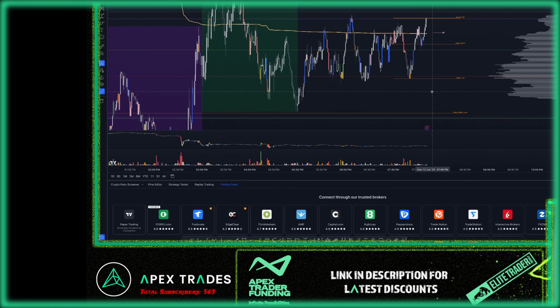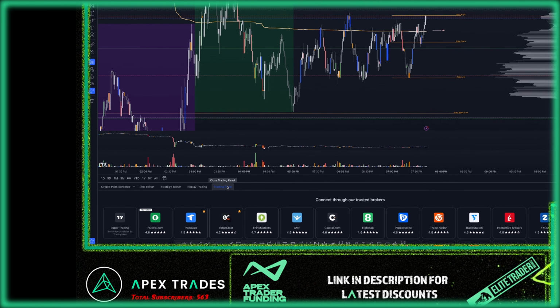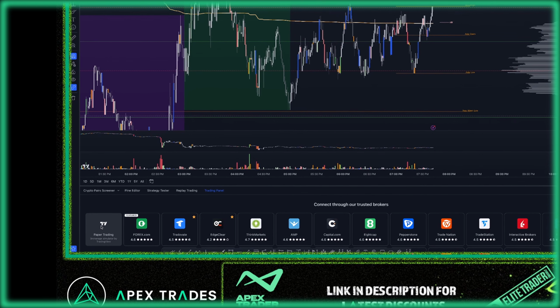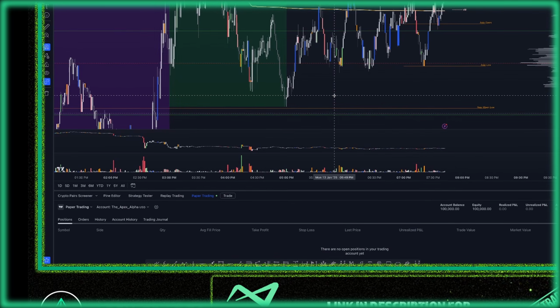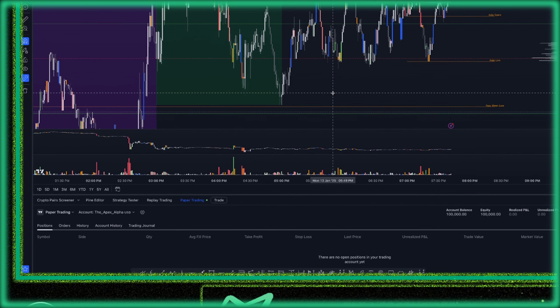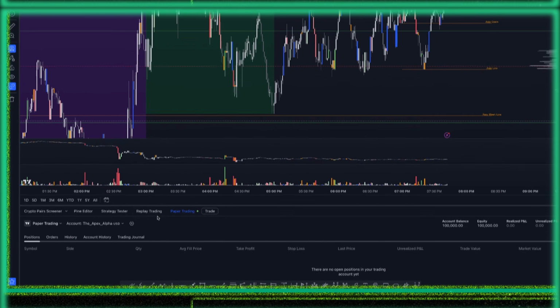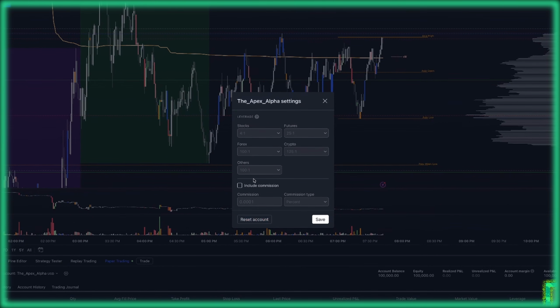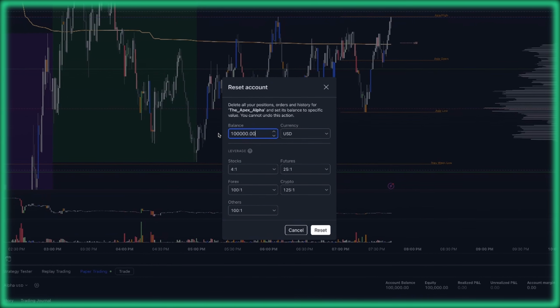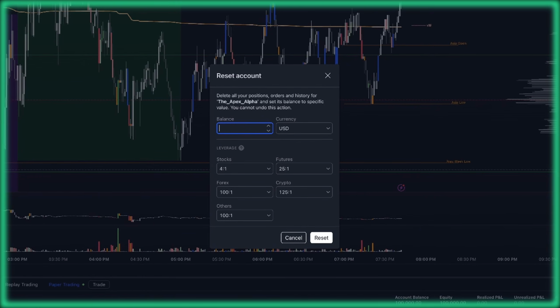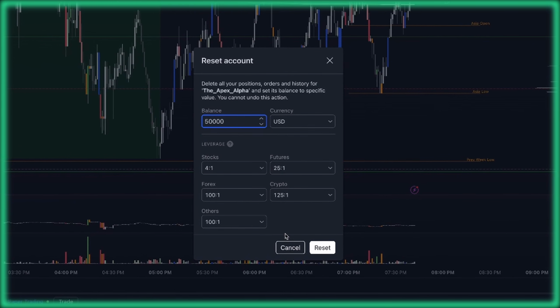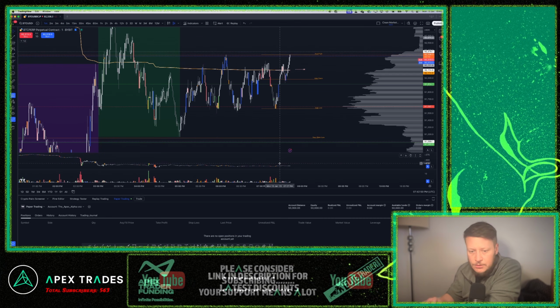And what we're going to do is set up a paper trading account, so trading panel, and then we're going to go paper trading, connect. And if you've got an account with TradingView, you will have your paper trading up. Now, we want to simulate a 50k account. So I'm going to go reset account, set the balance to 50k. Click reset. Jobs are good.